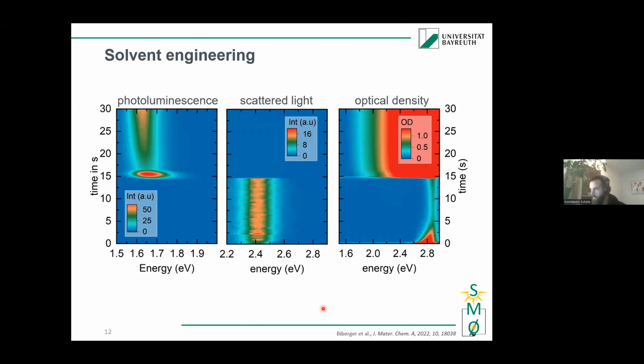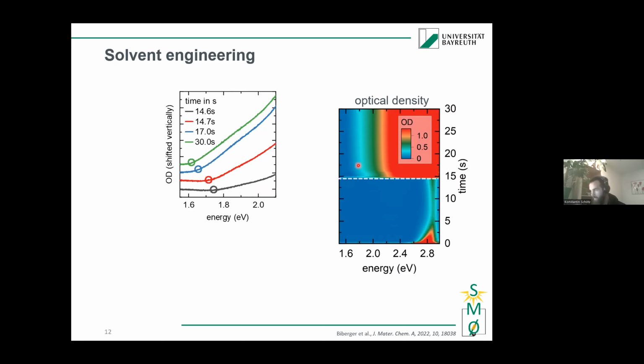The spectra during the coating for the solvent engineering, shown here, are again the photoluminescence as a function of time and energy, the scattered light, and the optical density. And you might see directly that these look completely different from the one-step processing. So here, a white line indicates the moment where we add the anti-solvent. And right at this moment, we get already a very strong PL signal. The scattering signal from this additional LED vanishes completely, and we get a quite nice and structured optical density.